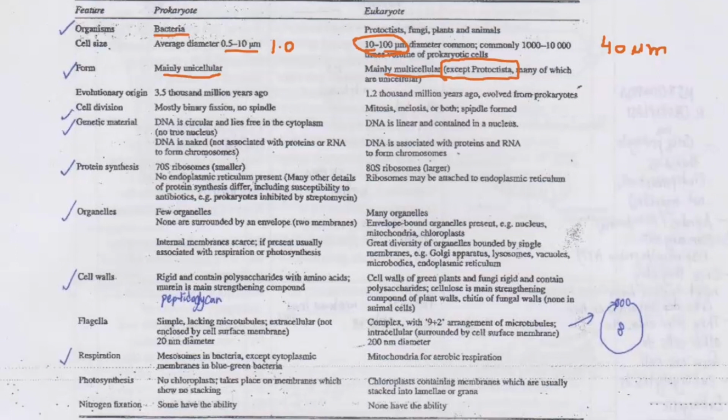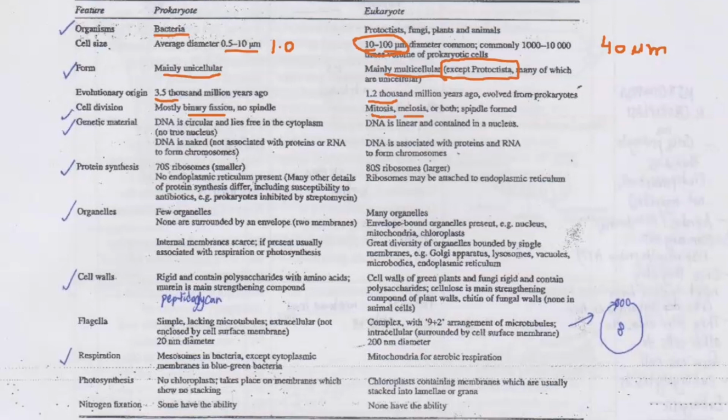So evolutionary origin is 3.5 billion years for prokaryotes, and here 1.2 billion years. So this shows the evolutionary trend between the prokaryotes and eukaryotes. The cell division of prokaryotes is by binary fission, because they have no nucleus. In mitosis, we are saying nuclear division, because eukaryotes contain a nucleus. So that's why we say mitosis or meiosis, because of the presence of nucleus.